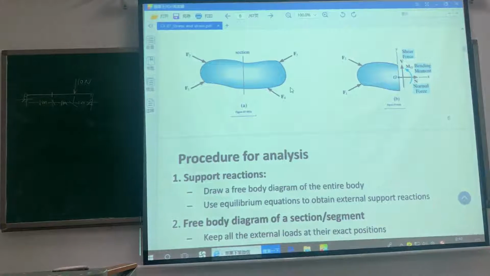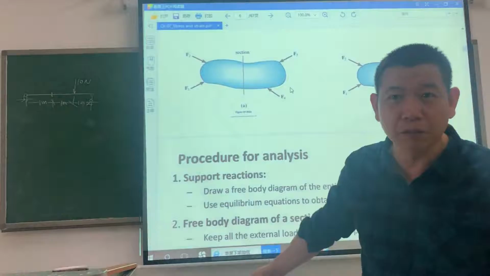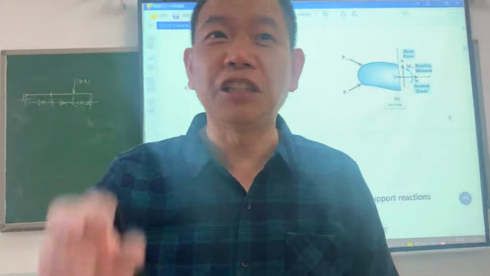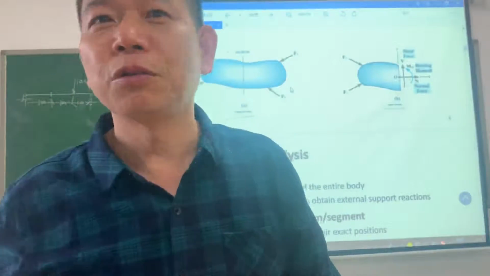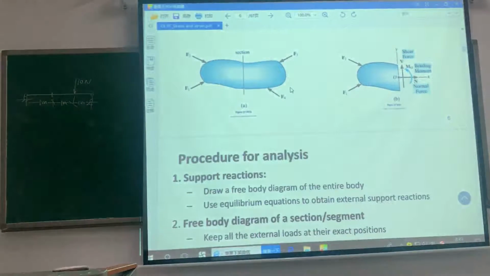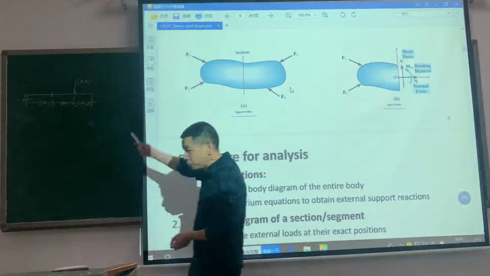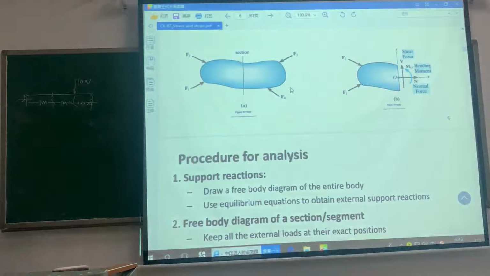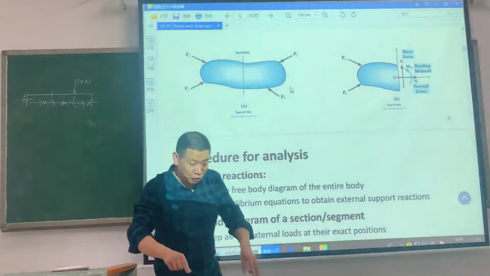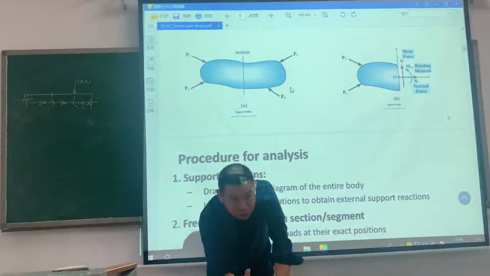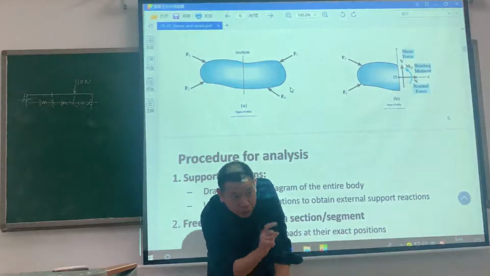A simple support beam has two supports. Only two supports. If the supports are more than two, then it will be continuous. For a simple support beam we can find the direction, but if it's a continuous beam, finding the support reactions is more difficult than this one.